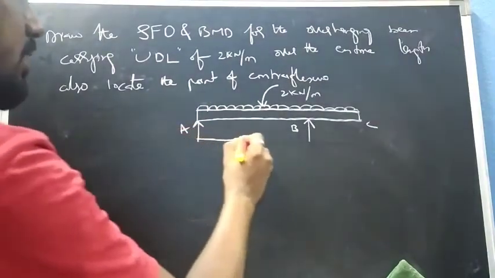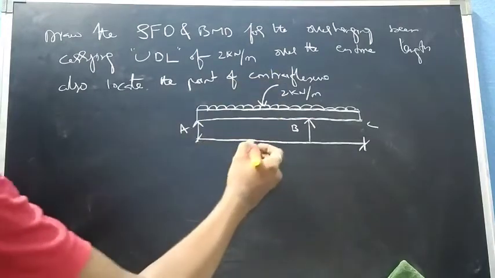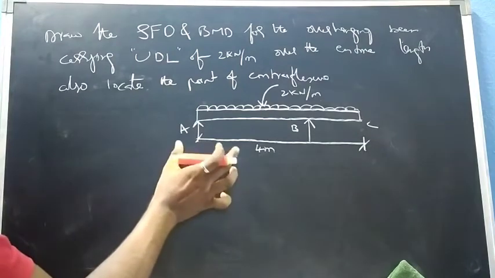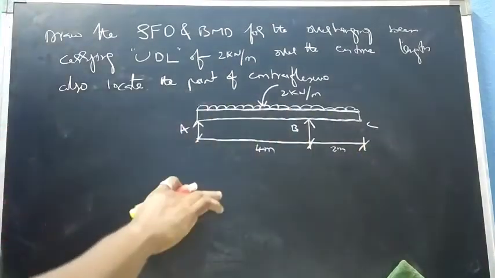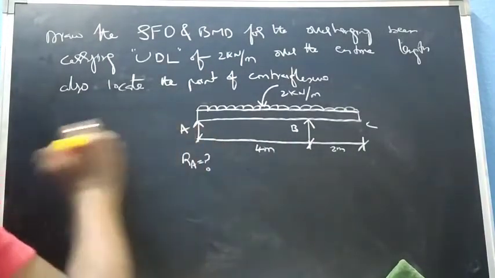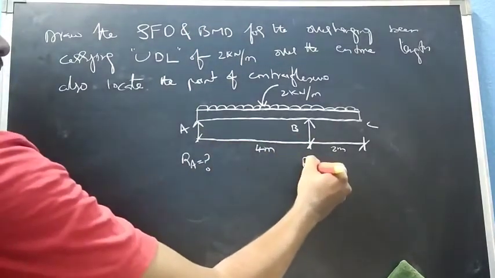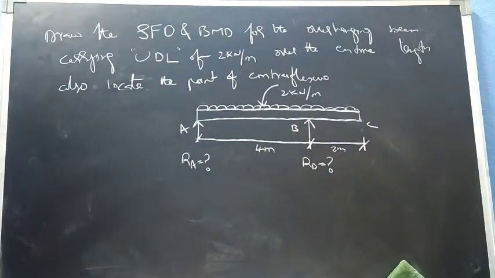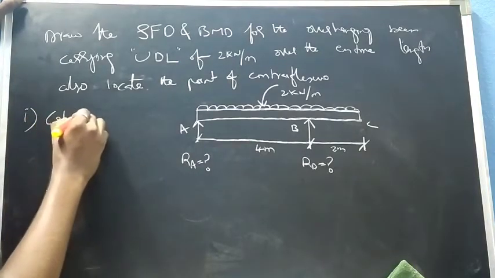So total length is given in the question, the figure will be given in the exam, no need to worry. That is 4 meters from here to here, and it is 2 meters. So we need to find RA, that is the support reaction at A, and support reaction at B. Okay, so we need to find support reactions first. So let's find out step number one, that is calculation of support reaction.